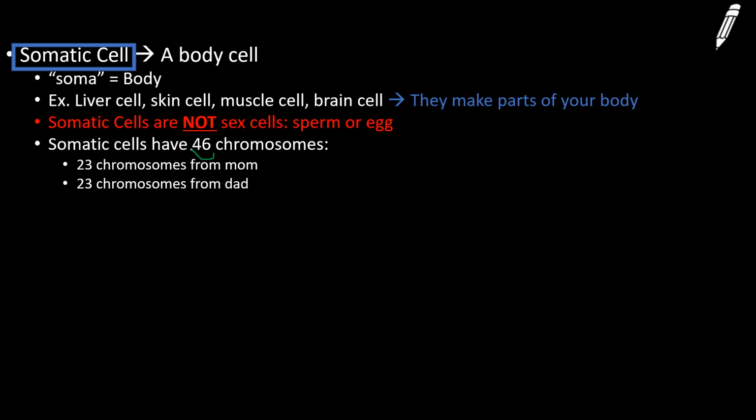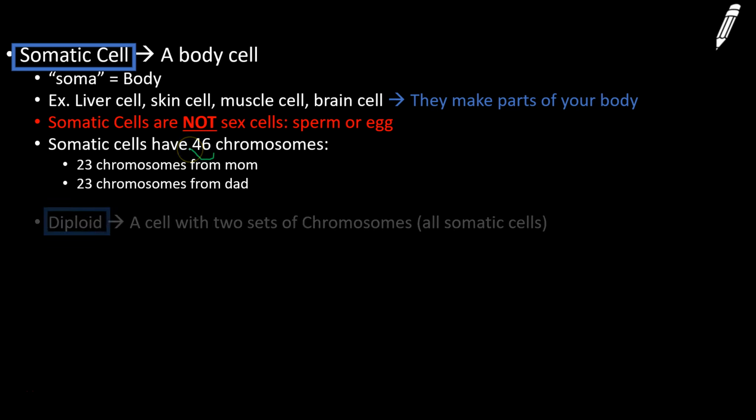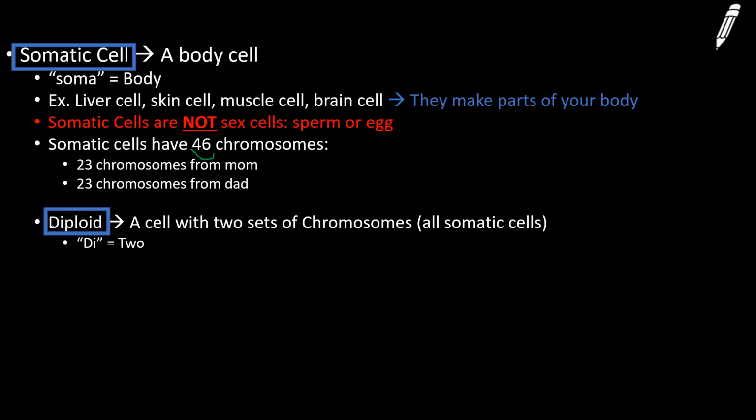So there's two different sets: one set from mom, one set from dad. Each set has 23 total. That makes 46. A cell that has two sets of chromosomes, we call that a diploid cell. Di is the prefix that means two, and ploid is a suffix that refers to the number of chromosome sets, not the total number of chromosomes, just the sets.